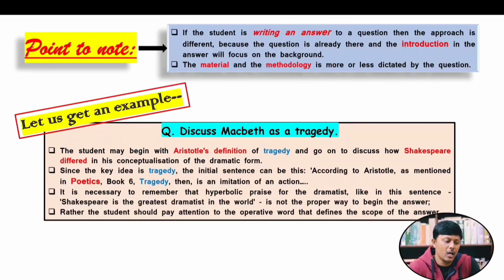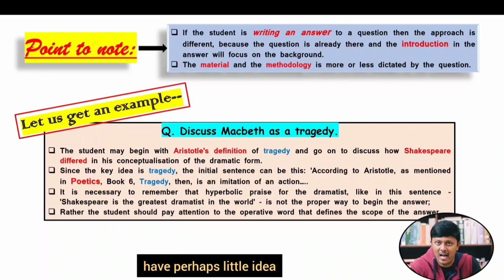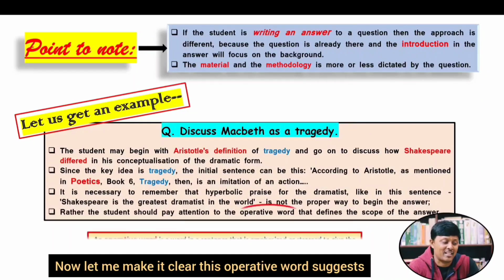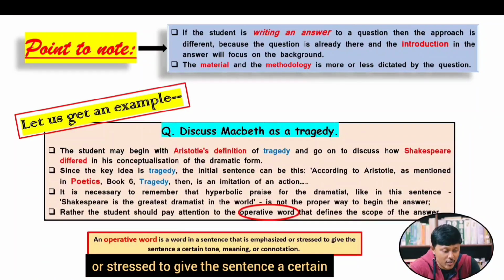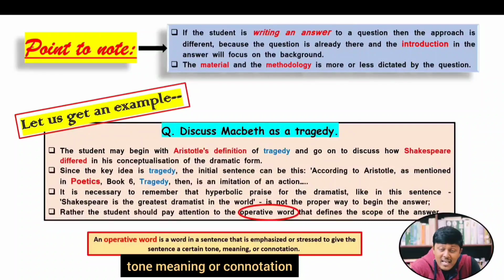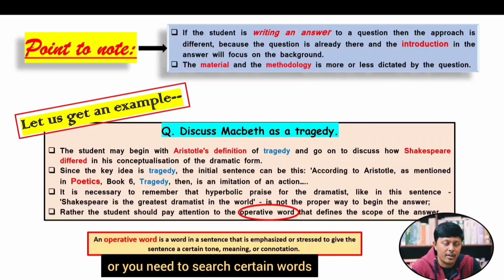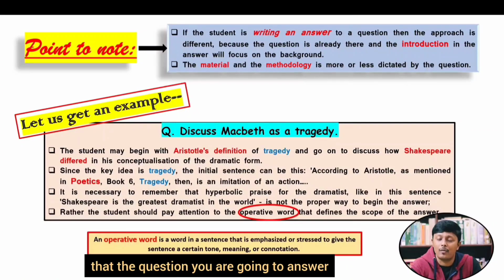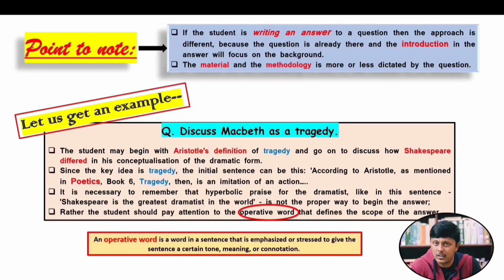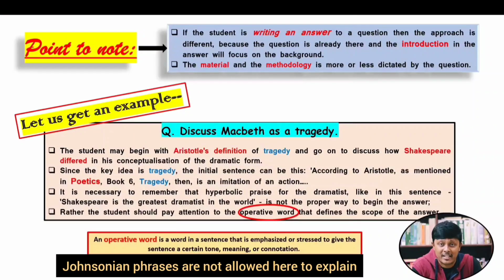Now, what does this operative word suggest? You have perhaps little idea. Let me make it clear. An operative word is a word in a sentence that is emphasized or stressed to give the sentence a certain tone, meaning, or connotation. Naturally, you need to search for certain words which are very much connected to your topic, the question you are going to answer. These are called operative words. So just find out the operative words instead of beating around the bush, instead of writing praiseworthy, bombastic words. Johnsonian phrases are not allowed here to explain.